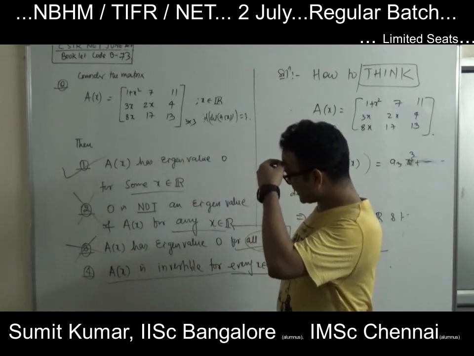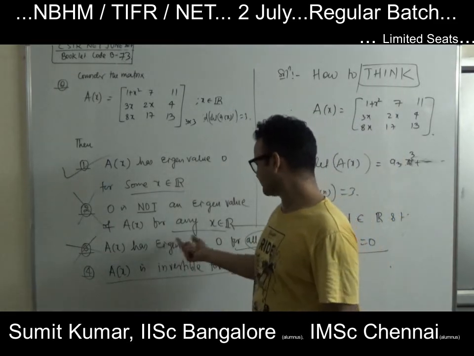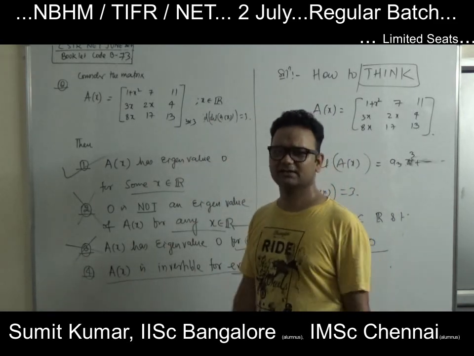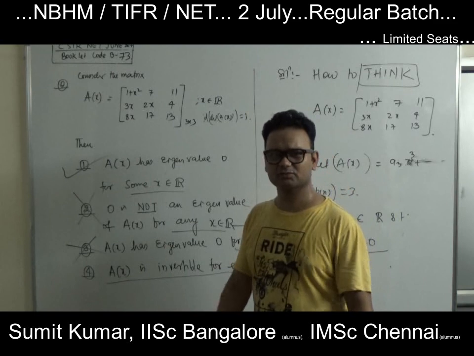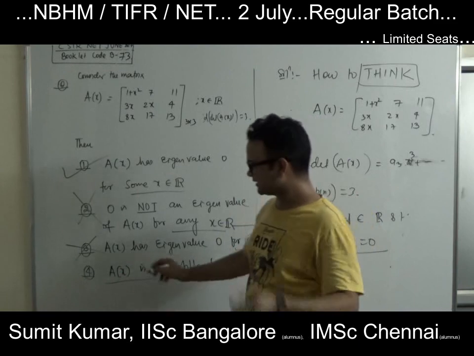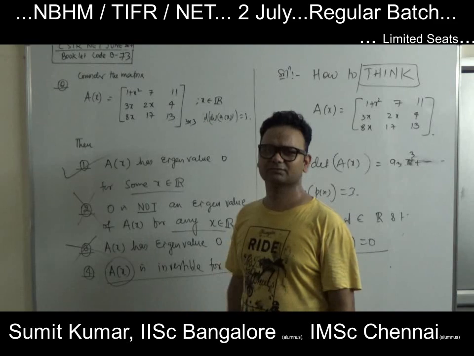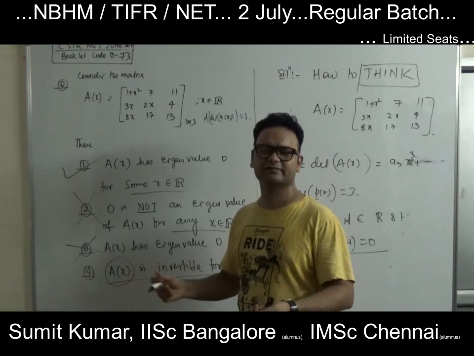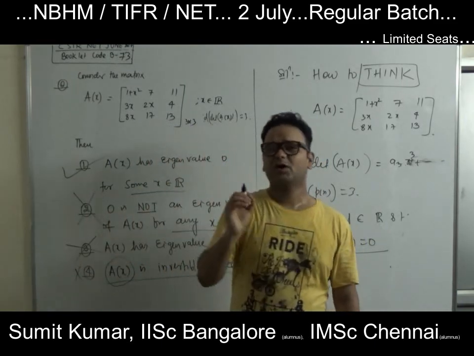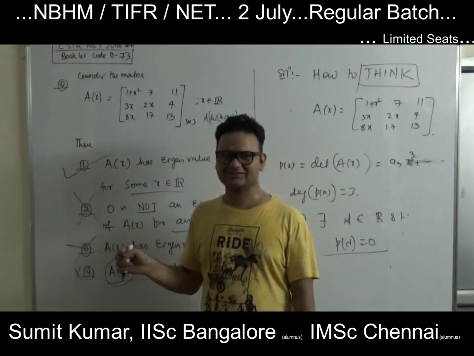Third option, Ax has eigenvalue 0 for all x. No. Because if 0 is an eigenvalue for all x, you are saying that the determinant of Ax equals 0 for all x, a third degree polynomial with infinitely many roots. Not possible. Ax is invertible for all x belongs to R means the determinant of Ax is not equal to 0, but the determinant of a third degree polynomial must have a root. False. Any odd degree polynomial will always have a root. So try to understand.